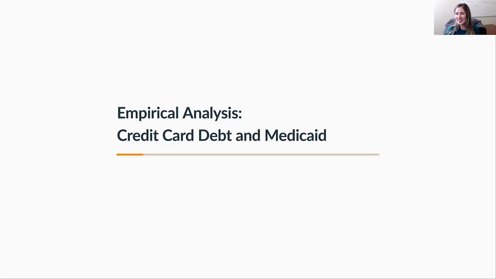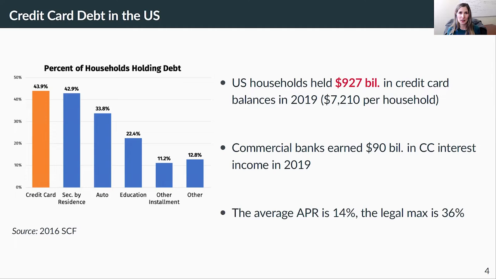All right. Just before I show any empirical results, I'm going to give a bit of background information on credit card debt and also Medicaid as well. So why are we focusing on credit card debt in this paper? There are two main reasons for this choice. One is that credit cards are a more natural type of debt to use to smooth consumption in response to adverse shocks. For example, we wouldn't think someone would go and take out a mortgage or an auto loan just to cope with, for example, a medical expenditure shock. People would be much more likely to put that on their credit card.